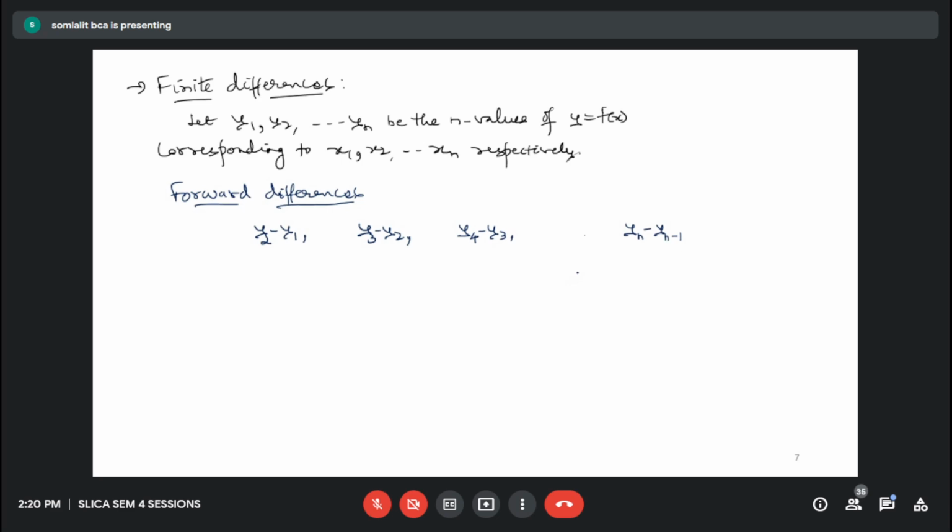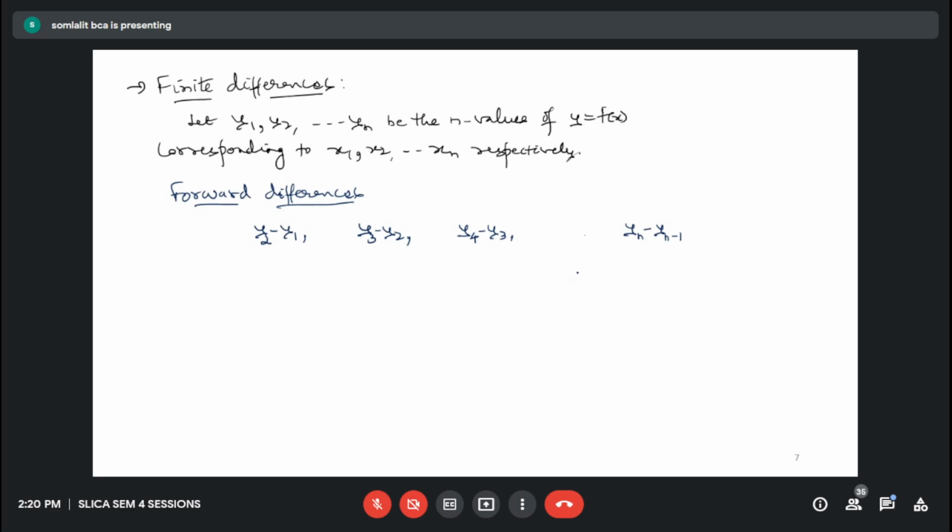You just look at this column, you will realize easily y1, y2, y3, and so on yn. Then what's the first difference here? That is y2 minus y1. What's the second difference? That is nothing but y3 minus y2, and so on. That's what I've written. What will be the last one? What about the last one? It is nothing but yn minus yn minus 1. Correct, no? So these are the forward differences of first order.